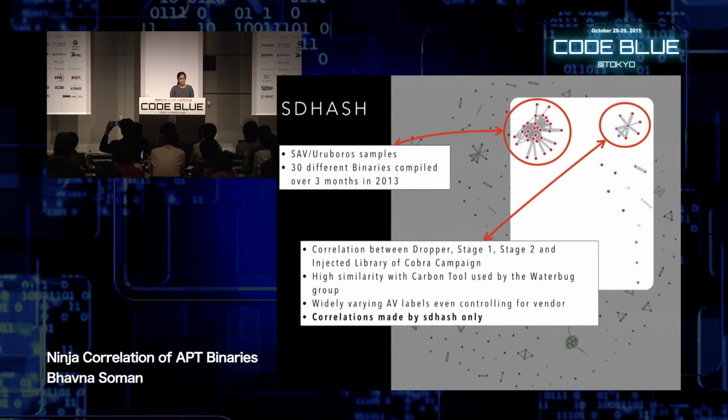The samples in purple are the dropper, the stage 1, stage 2, and the injected library of the Cobra system, described to be used by the Turla attackers. And the samples in red are those used by the Carbon tool used by the Waterbug attackers. There has been some research that suggests that Cobra and Carbon are actually just one malware framework with various plugins that can be used to generate binaries for different parts of the kill chain, for different parts of the attack. And the SD hash method was able to identify enough code similarity between those binaries that have different functions to link them to each other.